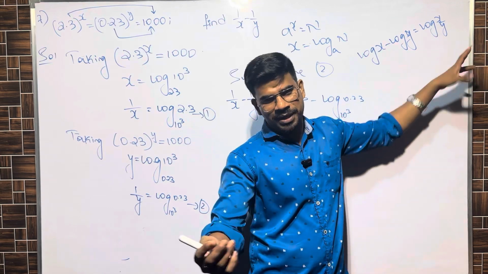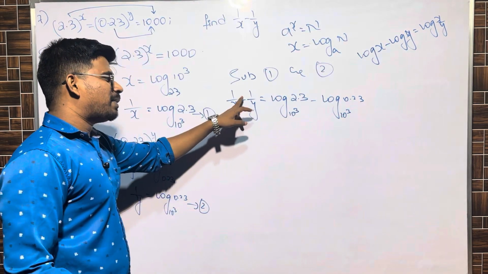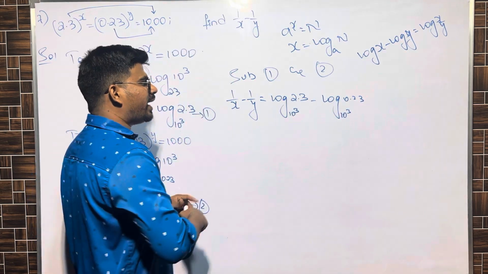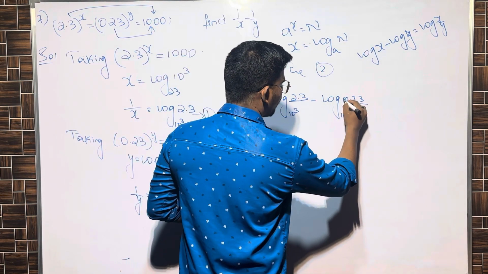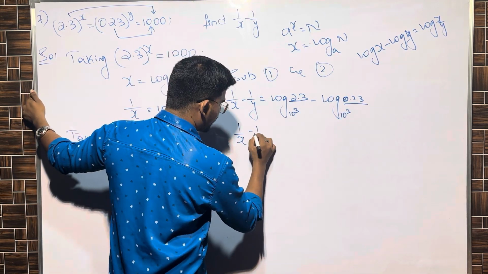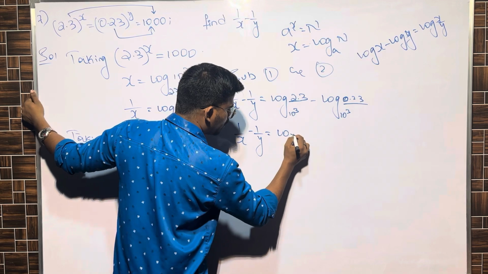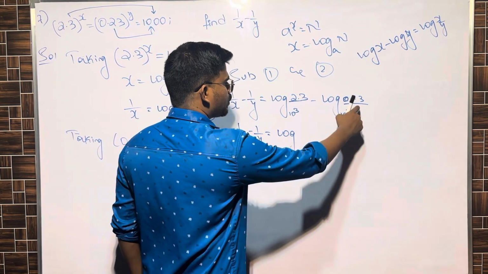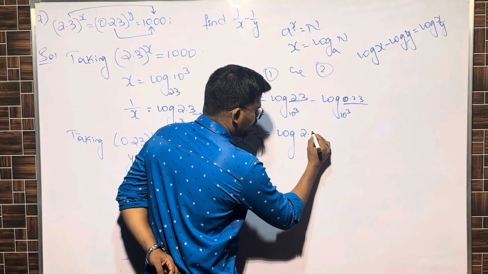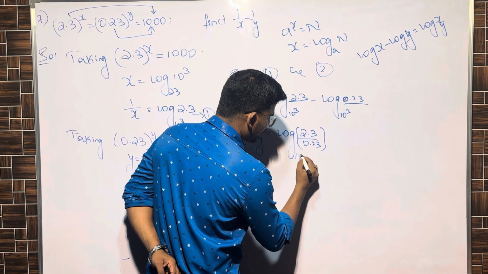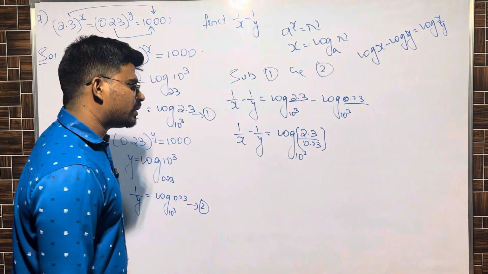Subtraction and division by y. So the same way here, 1 by x minus 1 by y, log 2.3 minus log 0.23, log x minus log y. Can I use that formula? So 1 by x minus 1 by y is equal to log x by y. In the place of x you have 2.3, in the place of y we have 0.23. So log 2.3 by 0.23 to the base 10 cube.